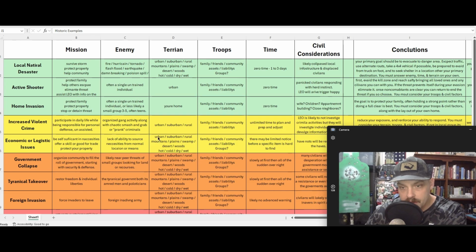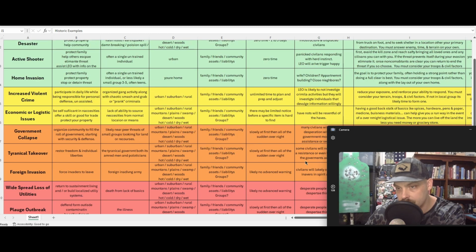Terrain, I have no idea. Could be urban, suburban, rural, mountains, plains, swamp, desert, woods, hot, cold, dry, wet. You have to answer those questions yourself. Troops, again, friends, family, local community. Are they assets? Are they liabilities? Are you involved in any groups? Would that be beneficial in these scenarios? There may be limited or no notice before a specific item is hard to find.